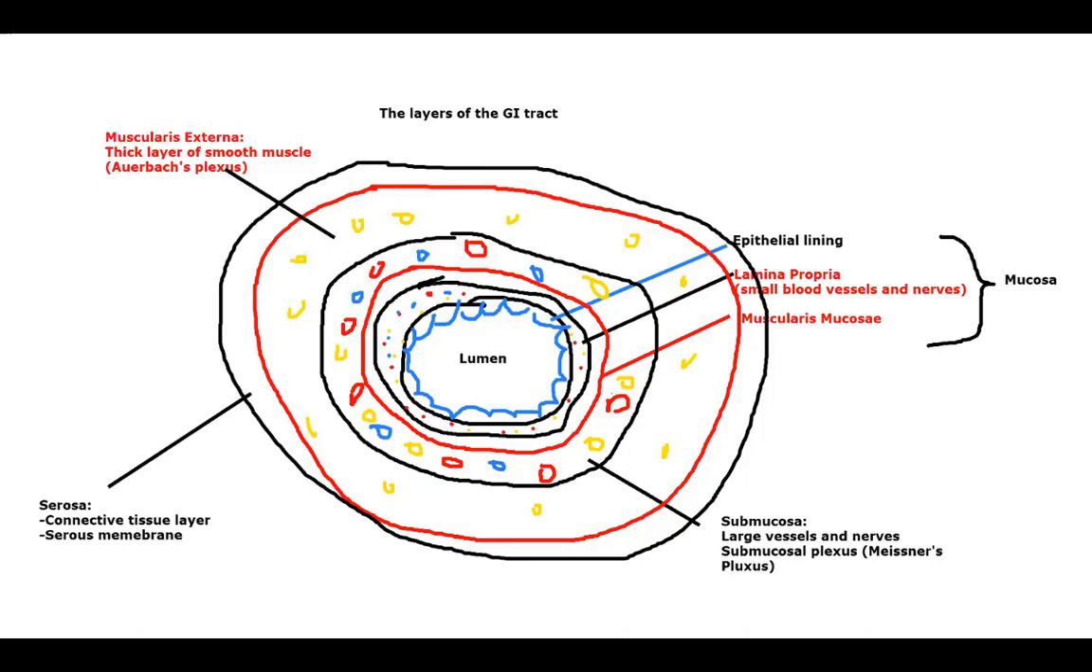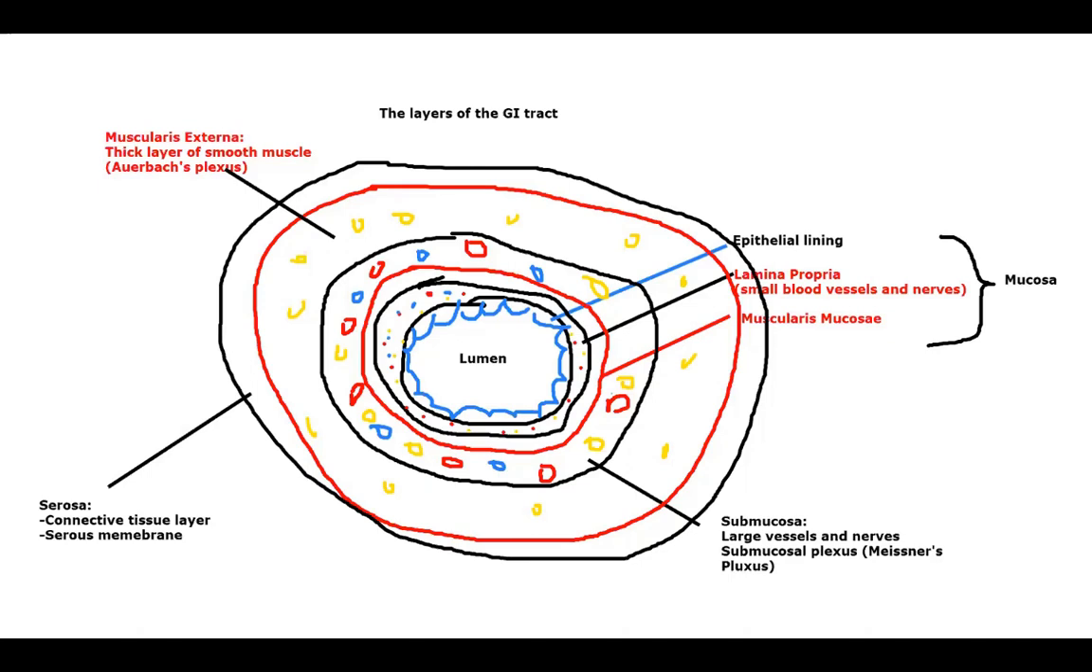Another important aspect of the muscularis externa is the presence of the Auerbach's plexus. And the Auerbach's plexus, also known as the myenteric plexus, we'll talk about that term coming up later. That is another branch of that autonomic nervous system, the enteric nervous system that supplies the gut as well.